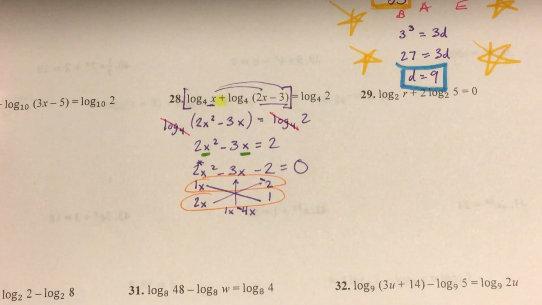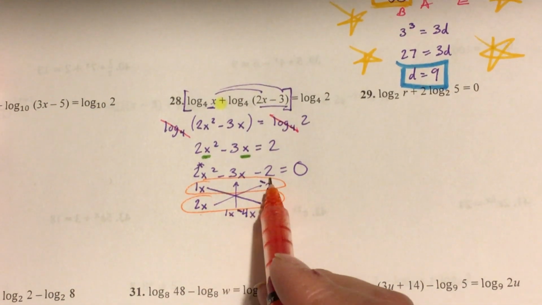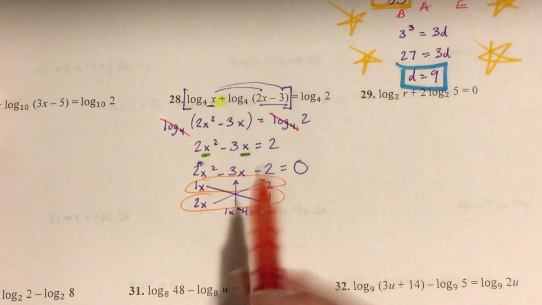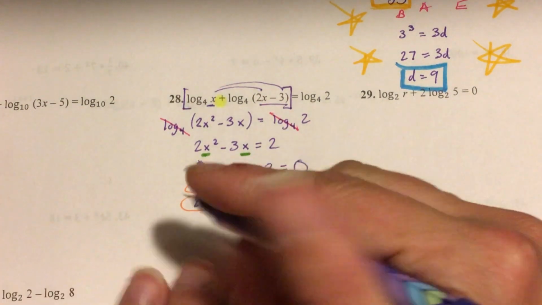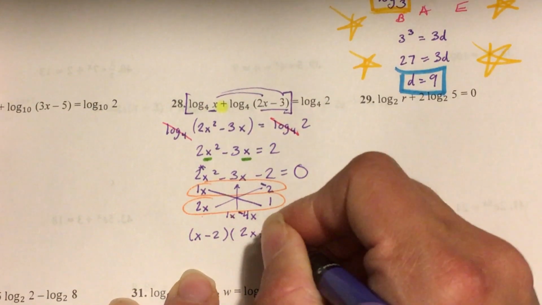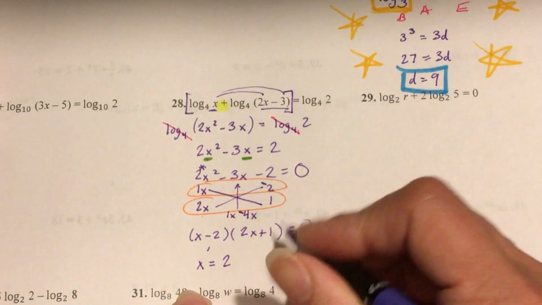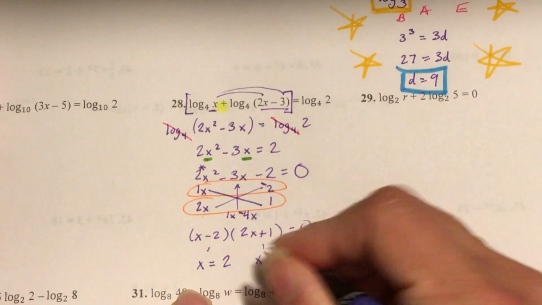So remember, these represent the parts of foiling, so we multiply those. That's our O, that's our I, that's our L. So the terms that get paired in parentheses are the ones that we don't actually multiply. So x minus 2, 2x plus 1 equals 0. So x is equal to 2, or x is equal to negative 1/2.